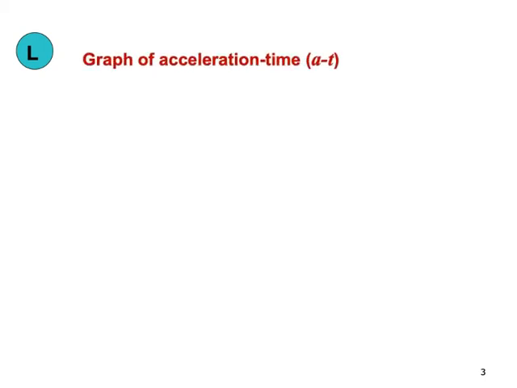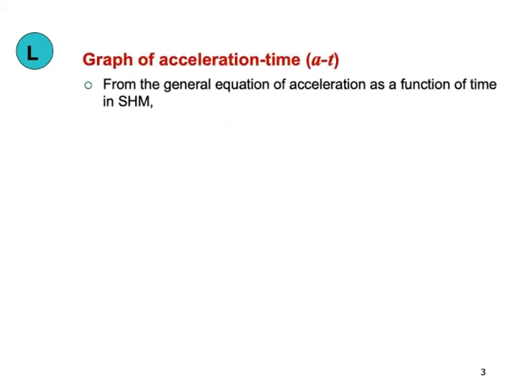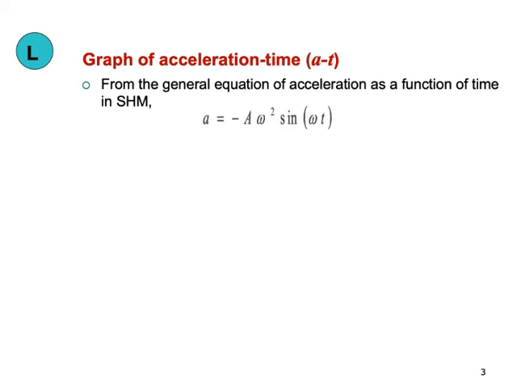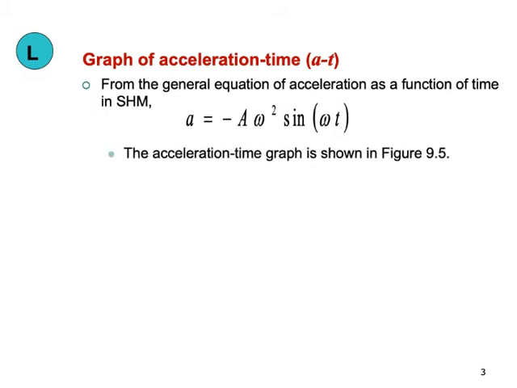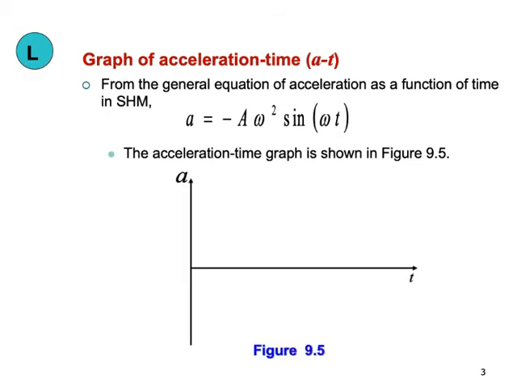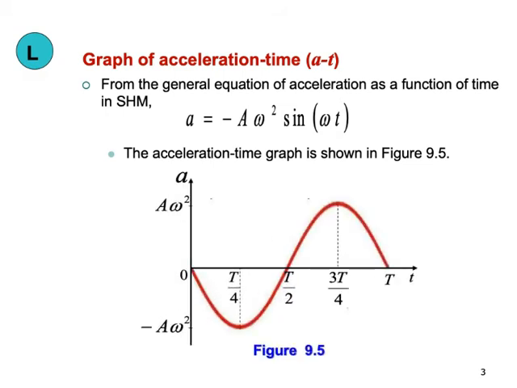Graph of acceleration against time. From the general equation of acceleration as a function of time in simple harmonic motion, a equals negative A omega squared sine omega t. The acceleration-time graph is shown in figure 9.5. A omega squared represents a maximum.